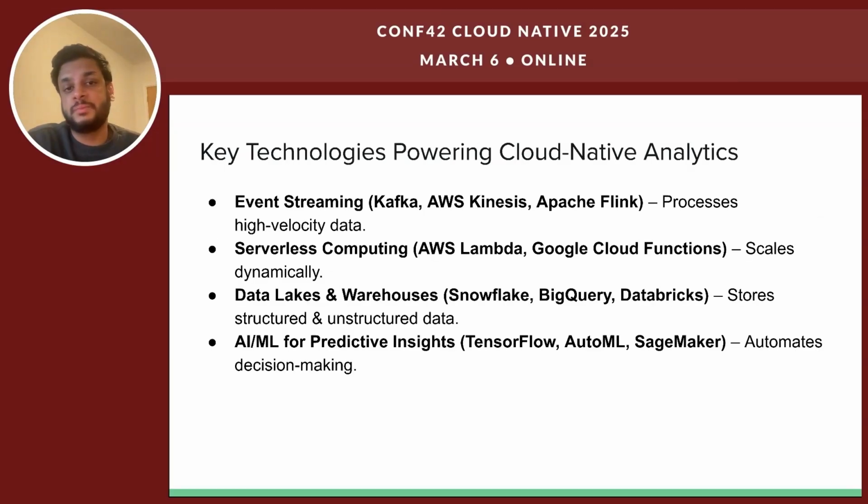So, to make real time analytics possible, we need the right technology stack. Number one, event streaming tools like Kafka or AWS Kinesis are able to process massive amounts of live data. Number two, serverless computing ensures resources scale automatically, which optimizes cost and performance. Number three is data lakes and warehouses, which act as the foundation, storing vast amounts of data, which could be structured or unstructured. And number four is AI and ML, and they really supercharge analytics by turning raw data into predictive insights. So, whether it's forecasting demand, identifying risks, or personalizing experiences, AI and ML are where you look.